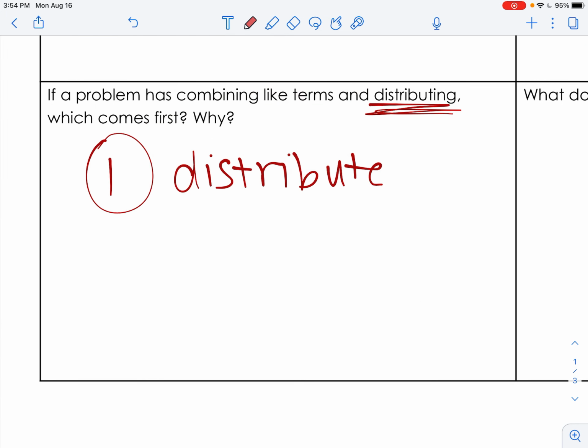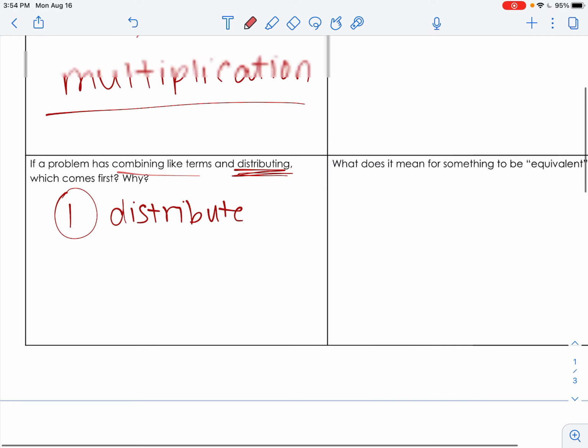And again, you can always email to ask questions or ask me tomorrow in class. But distributing comes first. Okay? Always, always, always. And then once we're done with that, we have terms that we can add or subtract together. In other words, combine like terms.